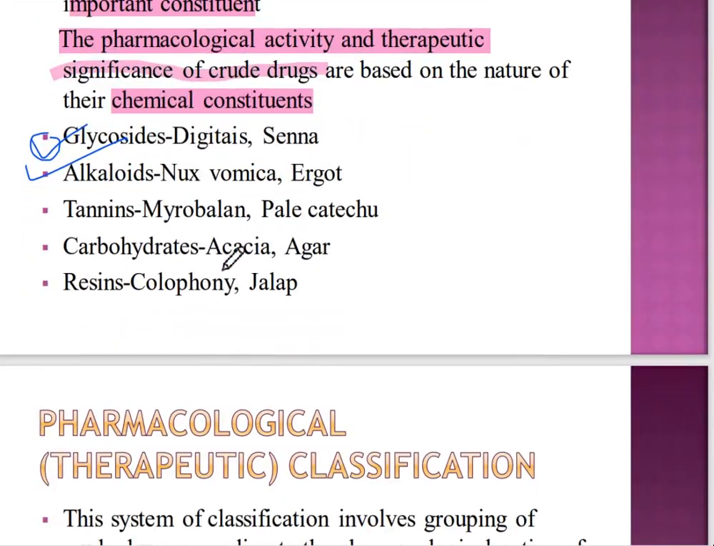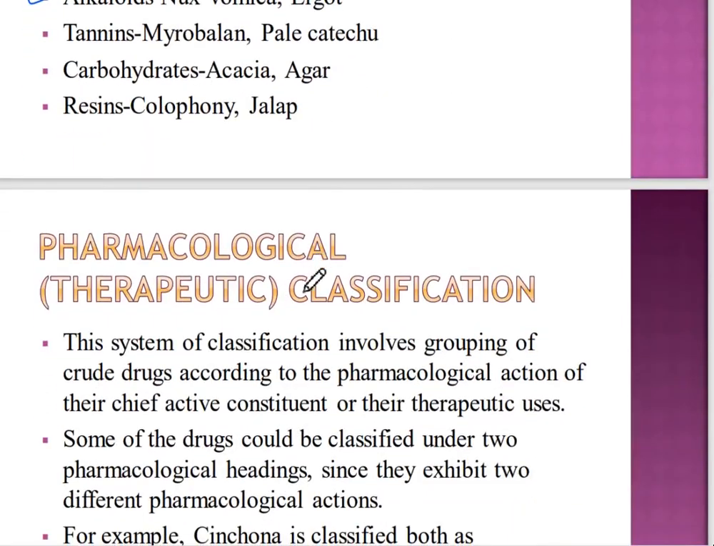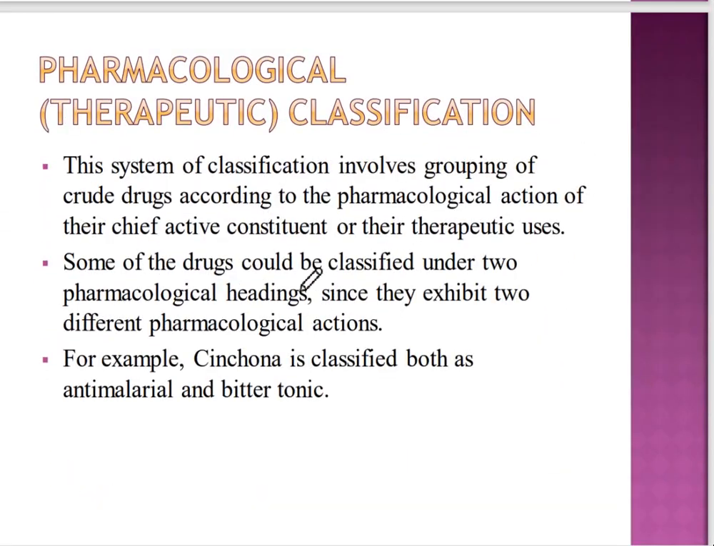Then in carbohydrates you have acacia, agar. In resins you have jalap and colophony. Then we have next, that is your pharmacological actions. Pharmacological or therapeutic classification is based on the pharmacological actions, or the chief active constituent, and their therapeutic uses.